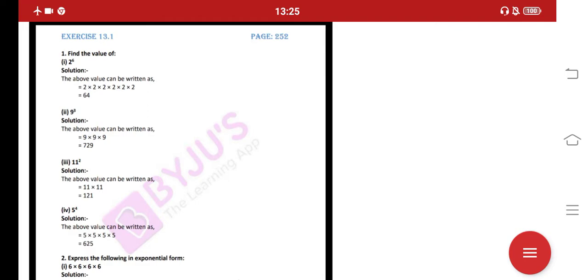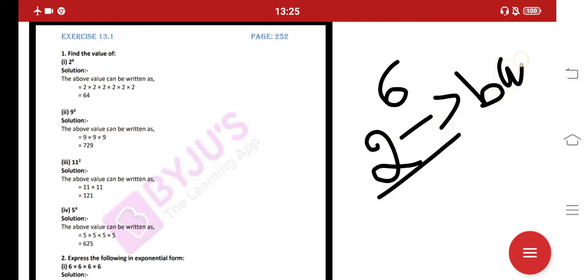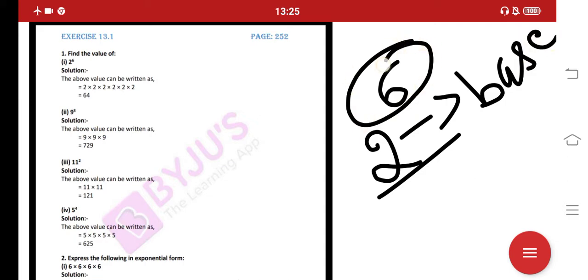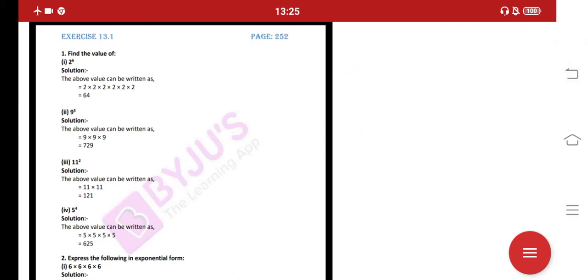So see here, let me explain first what is exponent and what is power, or we can say base and power. So here if it is written 2 to the power 6, the number which is written in power is called exponent and this is called base. So the simple term is called base and this is called power, or we can say exponent. Okay, these are the two concepts. Now see here, first question.